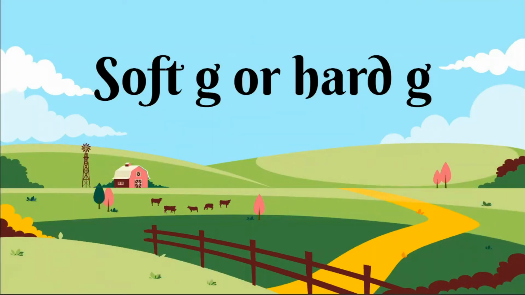In today's session, we are going to learn about soft G or hard G. What is the soft G or hard G? Okay, the letter G has two sounds. One is the G sound and another sound is the J sound.